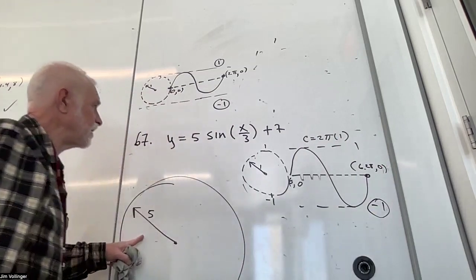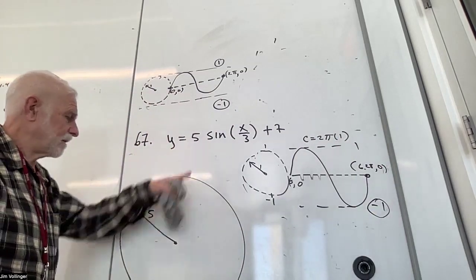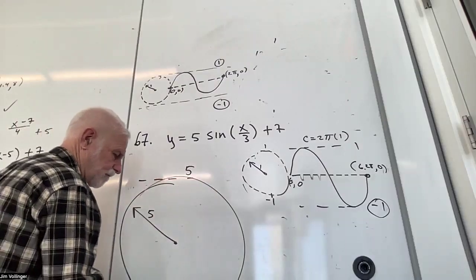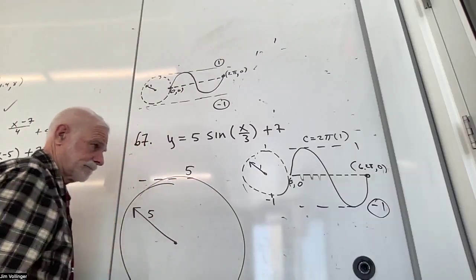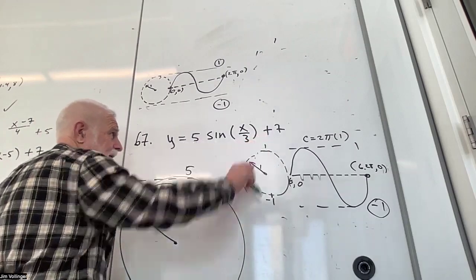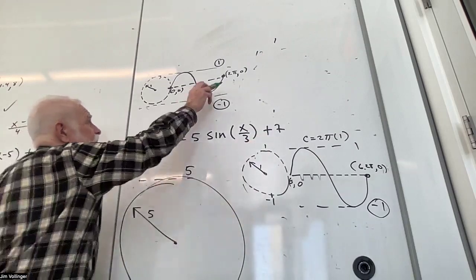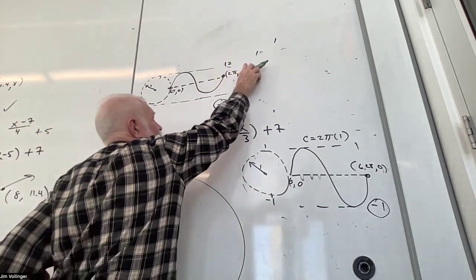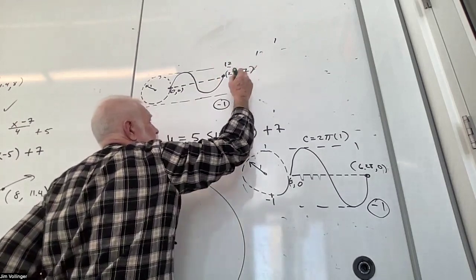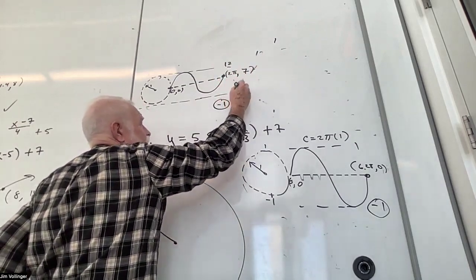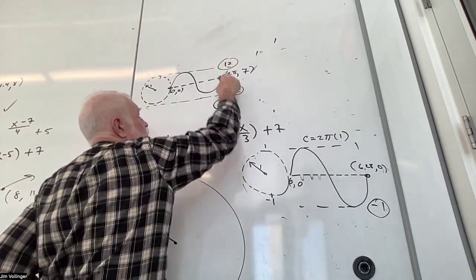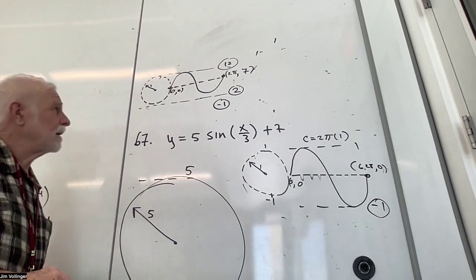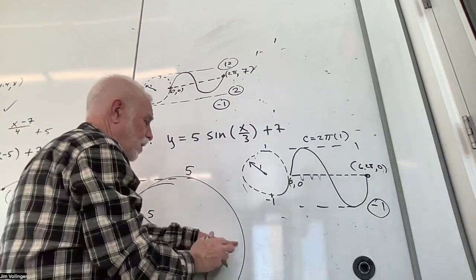Well, what happens if the radius is, we make it 5 times bigger? Let's make it 5 times bigger. Then I think I'm going up to 5 and down to negative 5. And if I add 7 to that, I think I'm going up to 12. And that's not 0 anymore. That's 7. And I think I'm going down 5 to 2. So my range is 2 to 12. And the number in between 2 and 12 is 7.